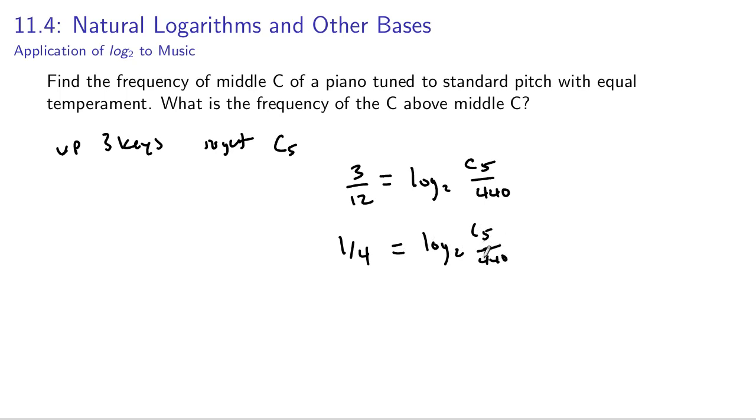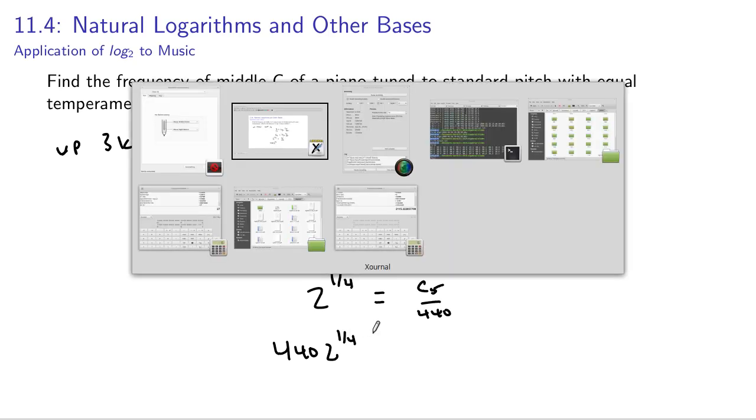How do we deal with logarithmic equations? Remembering back to the previous slides, we need to raise to the power of both sides, but we don't want to take 10 to the power because that won't undo log base 2. We want to use 2 as our base here. So we take each side as the exponent of 2, and 2 to the log base 2 will undo as long as this is positive, which we know it is in this context. So it just leaves us with 2 to the 1/4 equals C5 over 440. And remember, 2 to the log 2 goes away. It's undone. So we get 440 times 2 to the 1/4 is going to be the frequency of C5, which is not our answer. It's going to be double our answer.